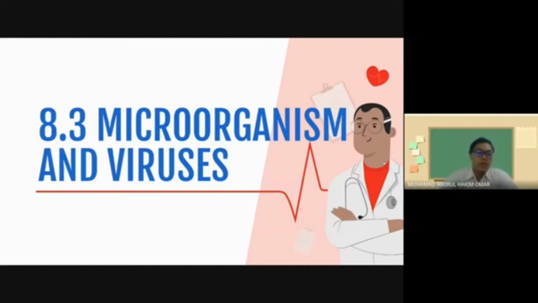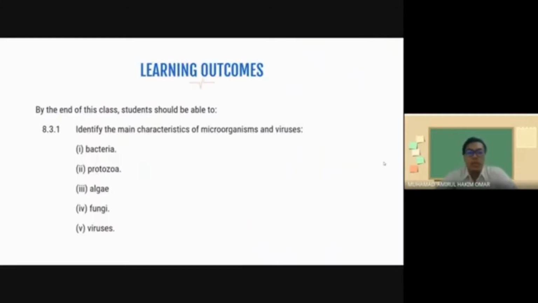So today we're going to proceed to our next subtopic of this chapter, which is the microorganisms and viruses. By the end of this class, students should be able to identify the main characteristics of microorganisms and viruses, which are bacteria, protozoa, algae, fungi, and viruses.